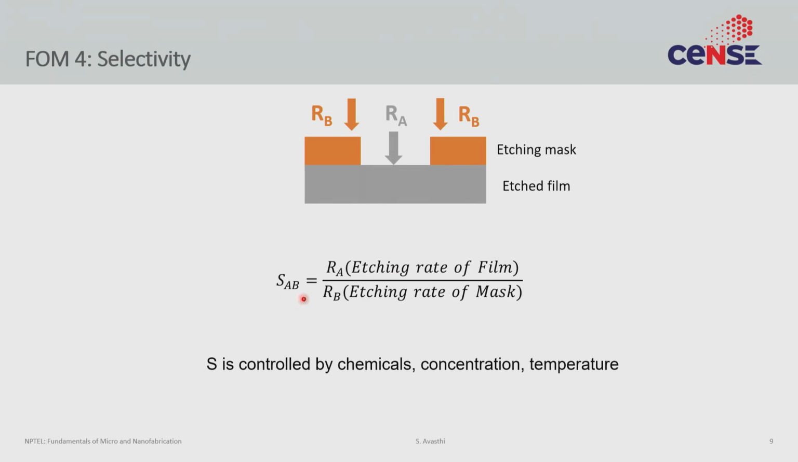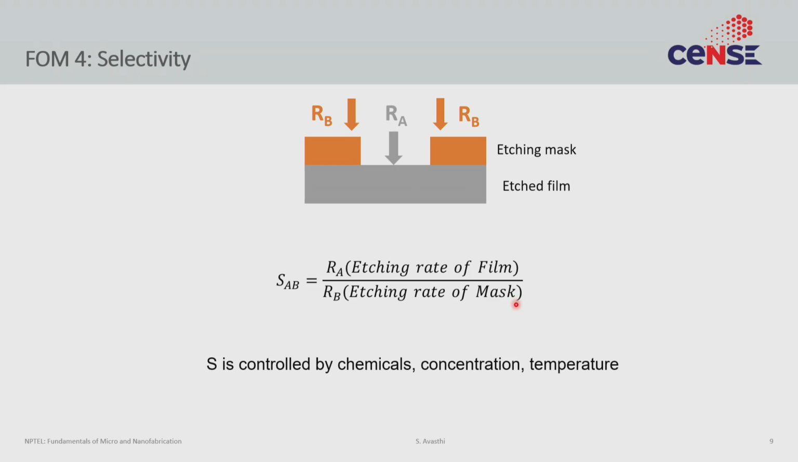So, mathematically selectivity is a function of both A and B, where A is the film you want to etch and B is the mask. So, selectivity between A and B is nothing but the etching rate of the film divided by the etching rate of the mask. If the etching rate of the mask is 0, then selectivity is infinity, which basically means that you are not etching the mask at all, you are only etching the film, which is the ideal case. In general, you are always etching the mask, maybe at a slower rate, but to some extent. So, the selectivity falls.